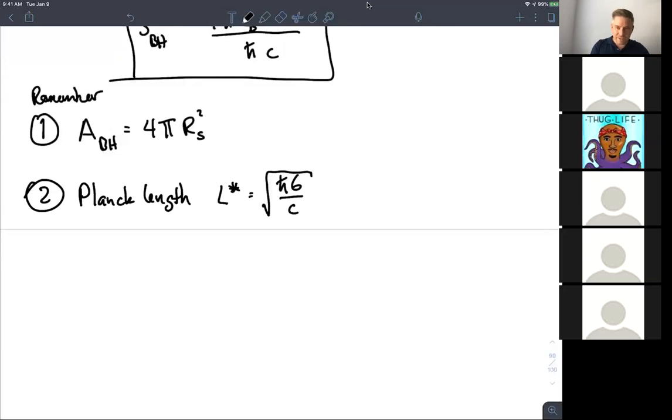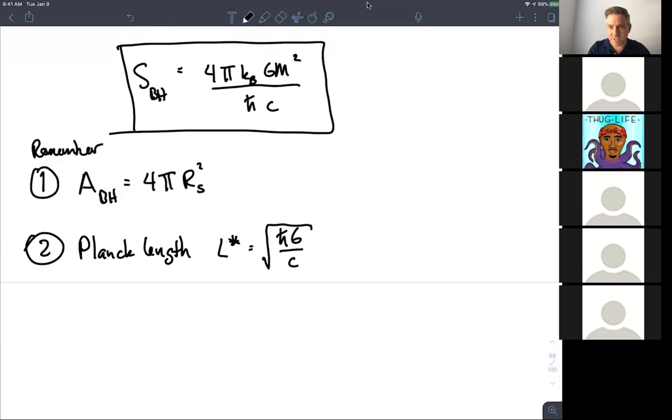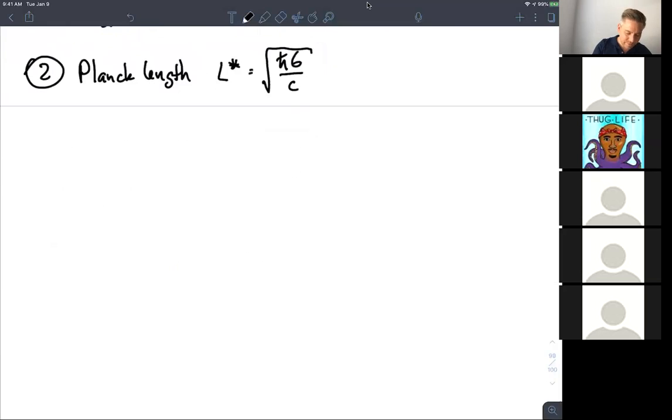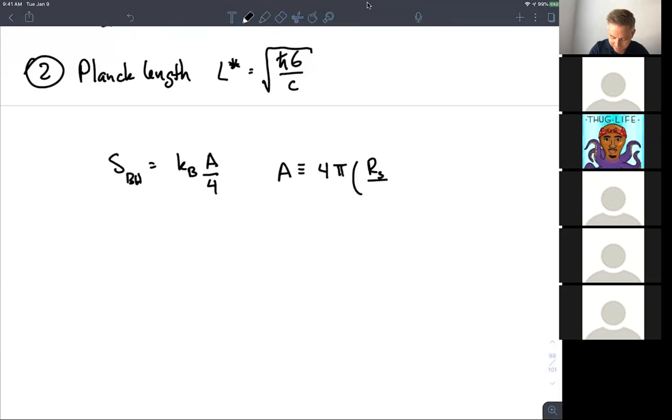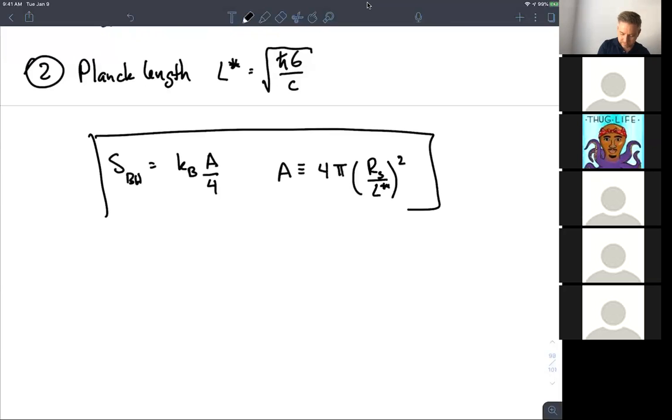So now what we can do is take these two things and substitute them into our expression for the entropy of a black hole. And what we get is this, where this A was defined to be equal to 4 pi times the Schwarzschild radius divided by the Planck length squared. All right, that is a remarkably clean result, yes? So that's how you calculate the entropy of a black hole.